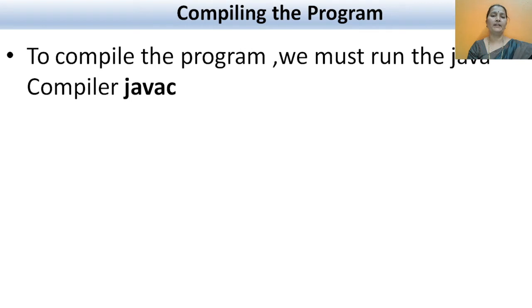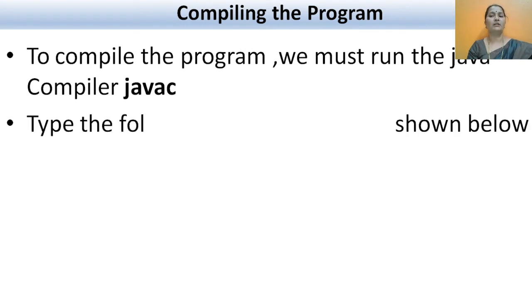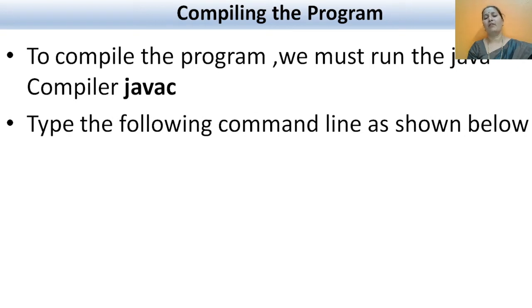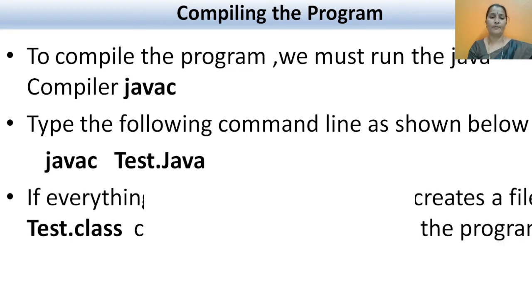How should we compile the program? To compile the program we must run the Java compiler as javac, with the file name. For example, if the file name is test, then we have to write javac test.java. If the class name is hello, then we have to give javac hello.java.